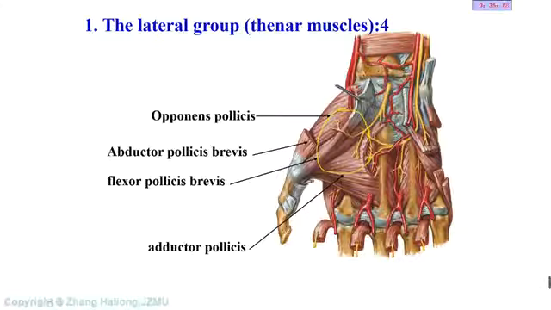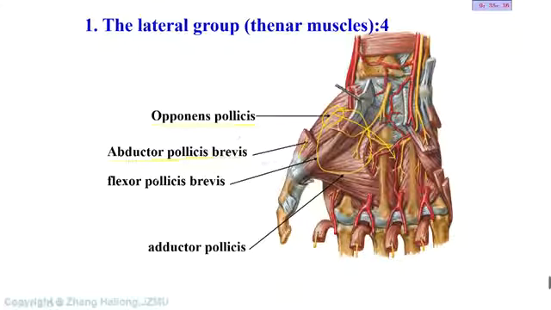First one, opponens pollicis. This one. What is the opponens? Opponens can make your thumb move medially and toward your palm, to the center of your palm. This one is the opponens movement. Okay. Second one, abductor pollicis brevis. This one makes your thumb move. Abduction means move laterally. When it contracts, it makes it move upward and laterally.